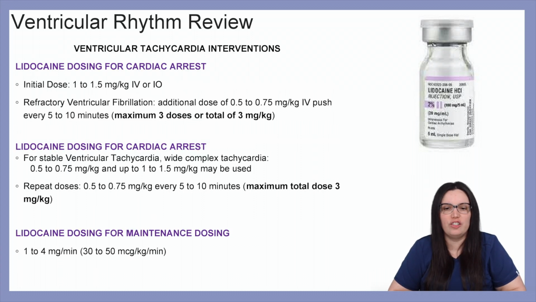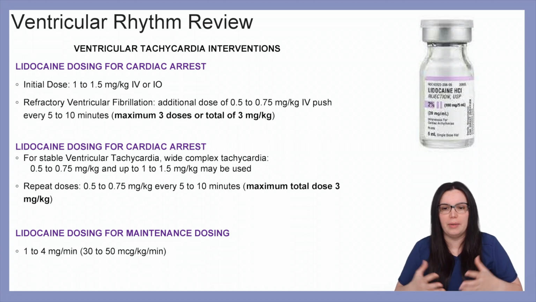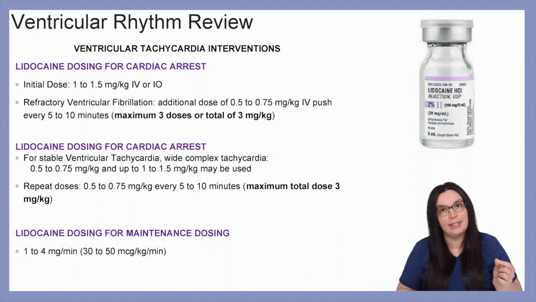So when we're looking at dosing for cardiac arrest, the initial dose will be between 1 to 1.5 milligrams per kilogram IV or IO. Refractory ventricular fibrillation, additional doses can be given at 0.5 to 0.75 milligrams per kilogram IV push every 5 to 10 minutes with a maximum dosing of no more than 3 doses or a total of 3 milligrams per kilogram.